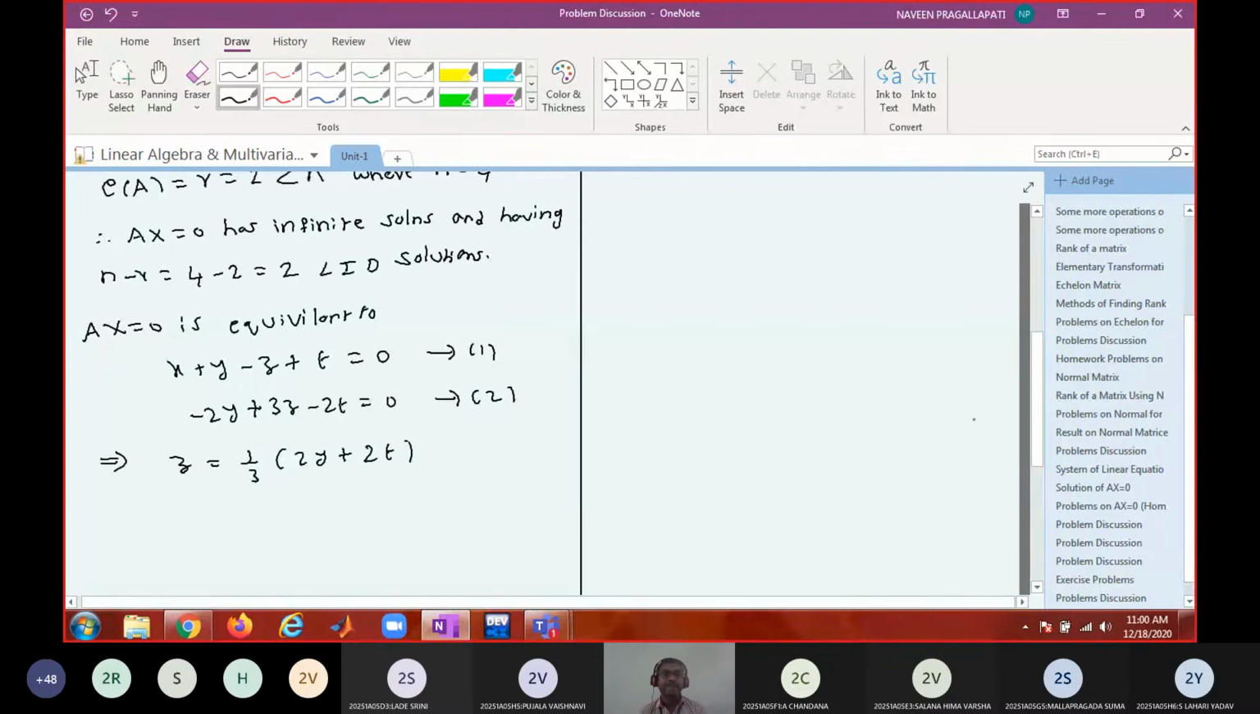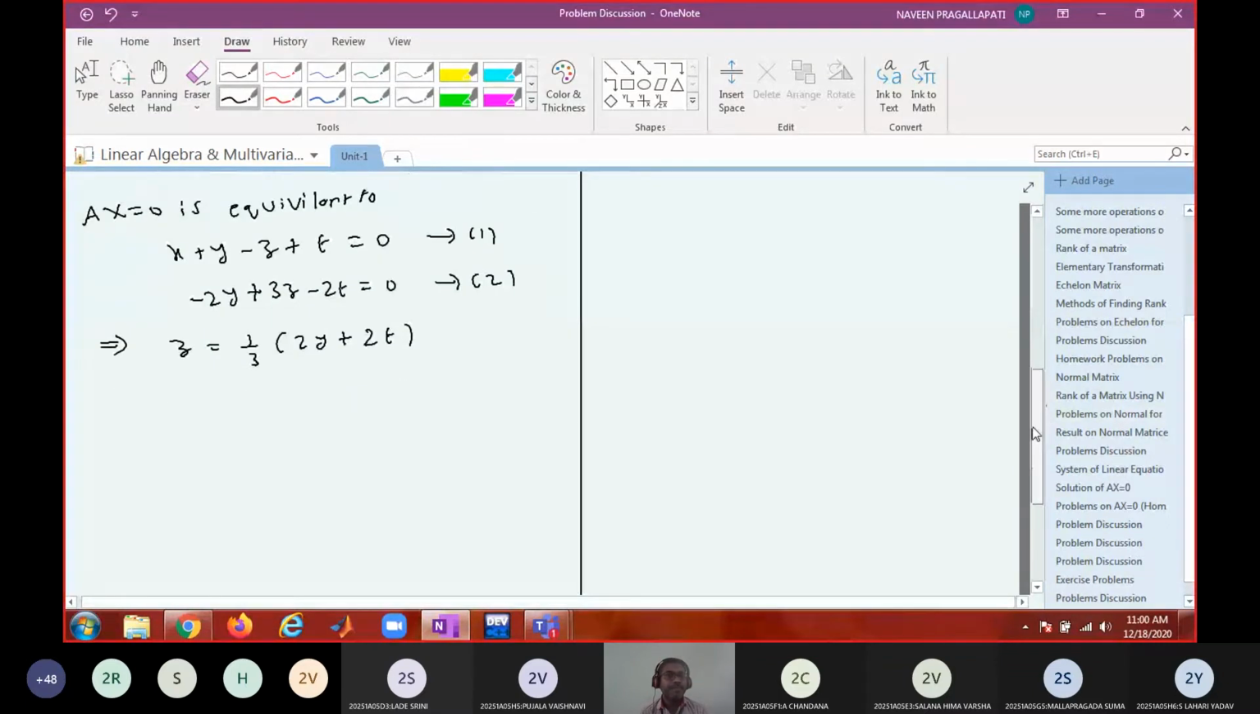Can you see that? Now I will assign y. There are two free variables, so to avoid fractions, instead of k1, I will choose y equal to 3k1, so that I can cancel out this 3. And t equal to 3k2.